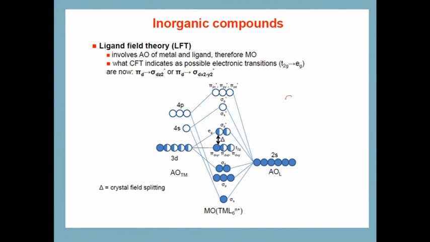I'm including this here just to suggest that some forbidden transitions are very popular in the inorganic compounds. Why they are popular is because of the transition from this. Again, I tell you, this is pure d orbitals and this is pure atomic orbital of the ligand.